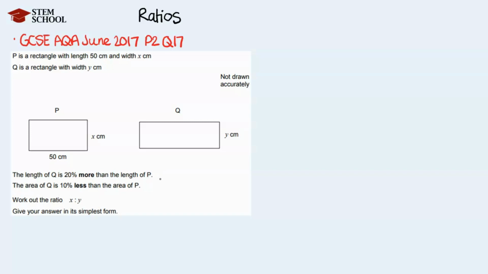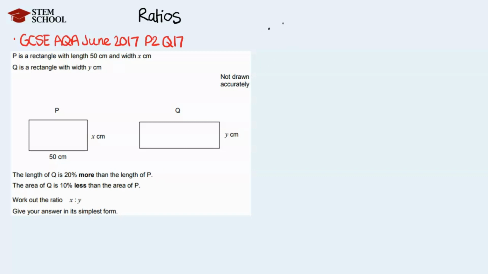So these two statements are clues that tell you that you can make equations relating different variables for P and Q, so you're comparing both, and we can work out the different variables from that. So we're asked to work out the ratio x colon y, okay? So let's deal with the first statement about the length, okay?